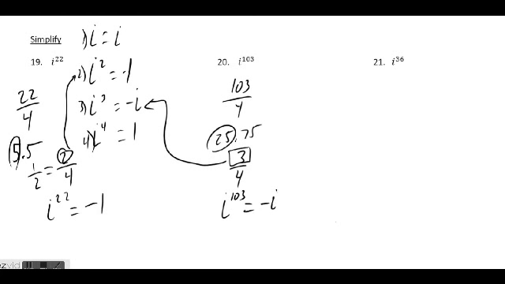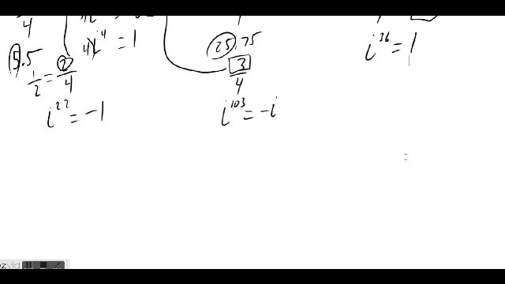And then 36 divided by 4 is equal to 9. You'll notice there's no fraction over here. So just think about it as 4 over 4, because 4 over 4 is simply 1. Then it's going to be the fourth one. So i to the 36th is equal to 1. Alright? Nothing more to it.